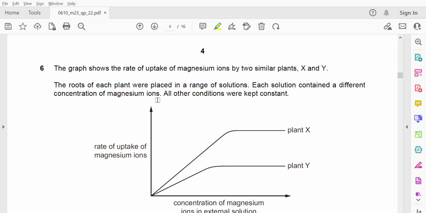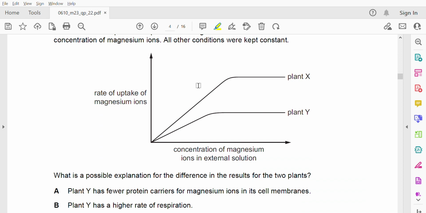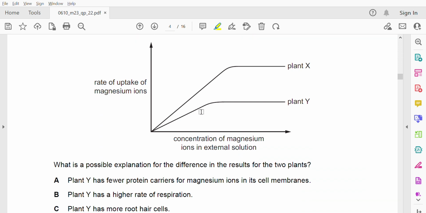The graph shows the rate of uptake of magnesium ions by two similar plants, X and Y. The roots of each plant were placed in a range of solutions. Each solution contained a different concentration of magnesium ions. All other conditions were kept the same. Rate of uptake, concentration. Okay, what is a possible explanation for the difference in the results of the two plants?